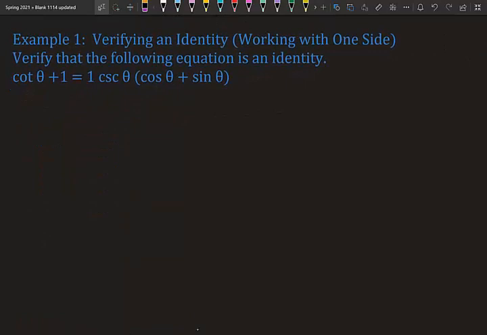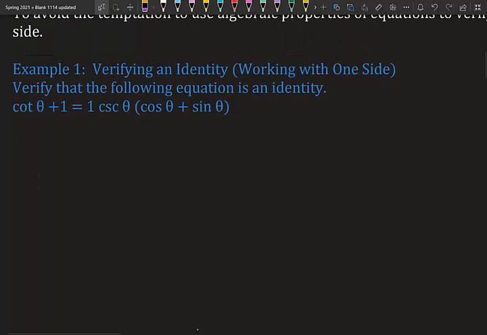So we have to verify this identity. We want to verify that cotangent theta plus 1 equals 1 over cosecant theta times cosine theta plus sine theta. So you always want to work with the harder side. Work with the side that seems more tough. This right side is a lot longer, so it's tougher. It's easier to simplify. That's why we picked the tougher side, because it's easier to simplify than it is to make bigger. So let's just rewrite what we're working with.